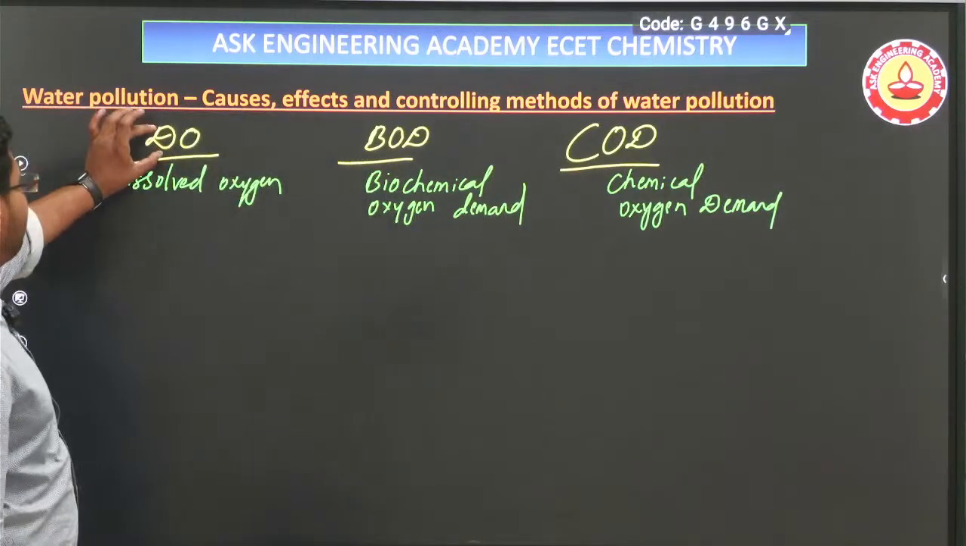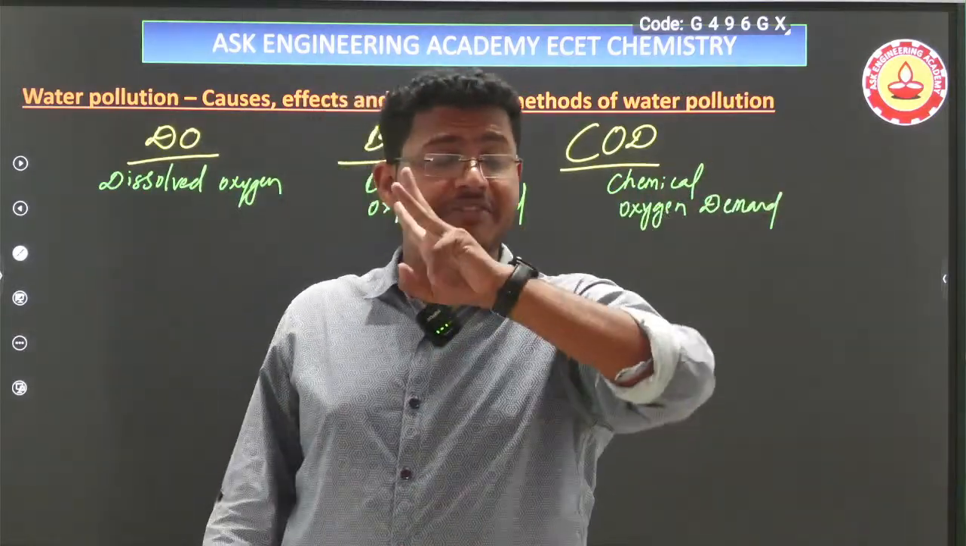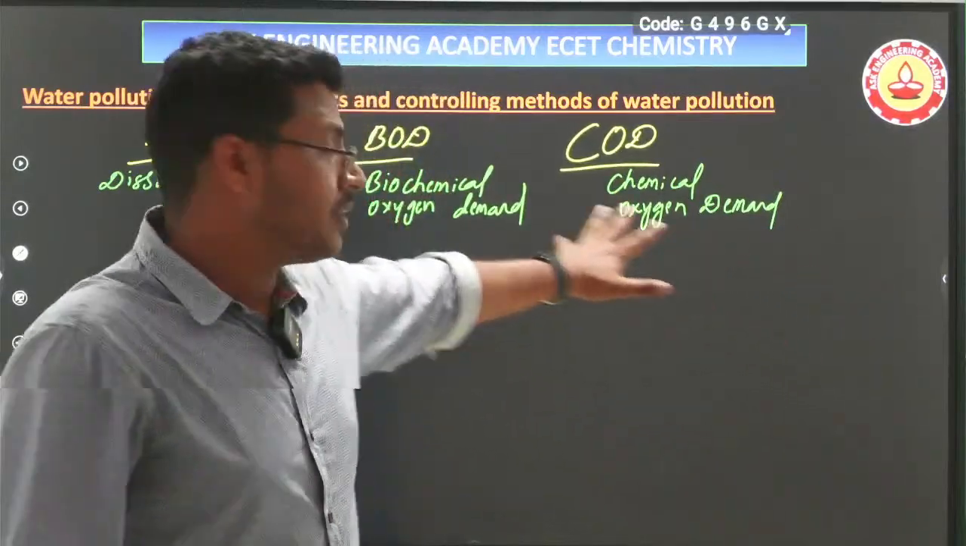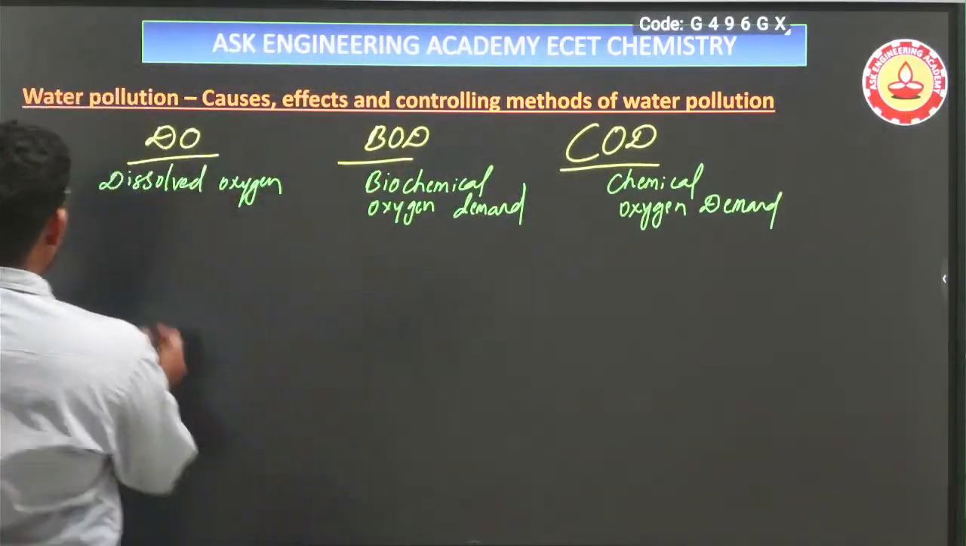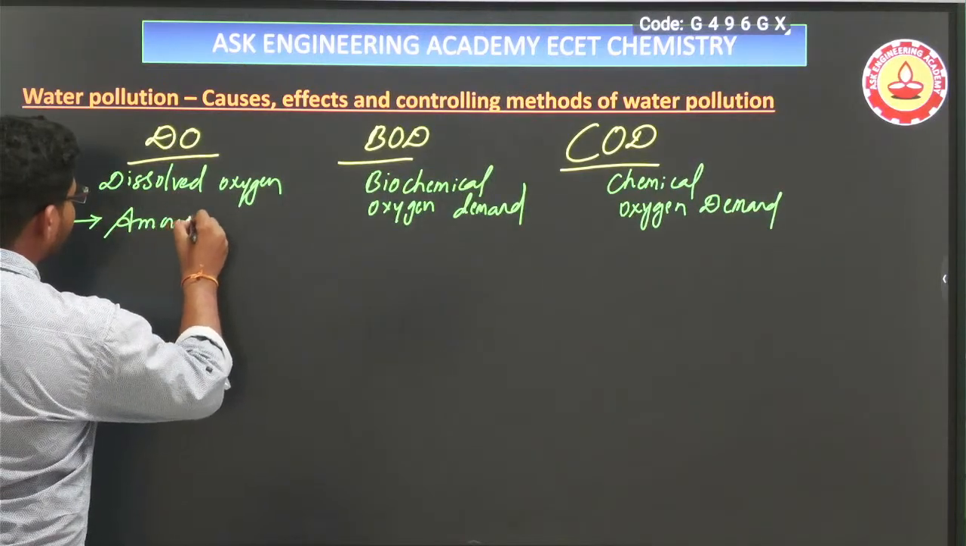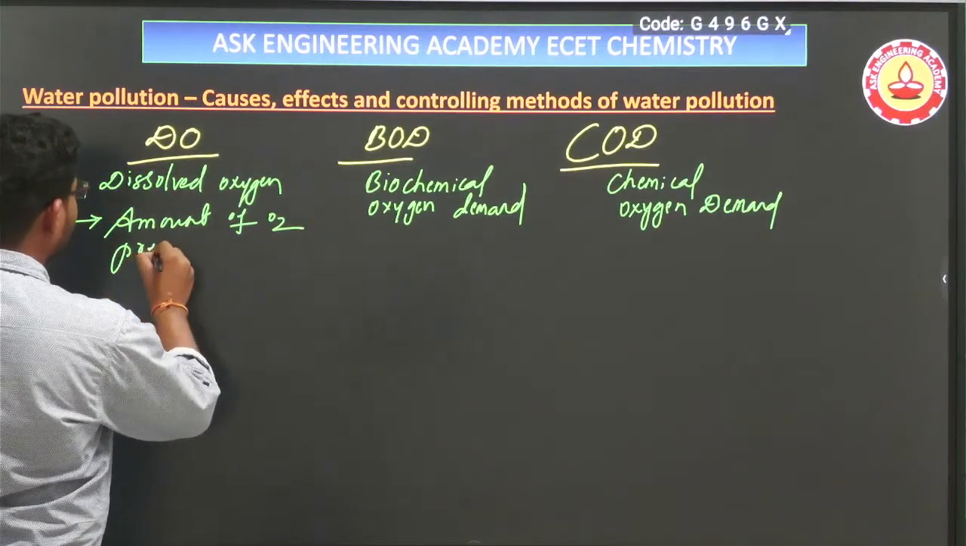So these are the three important terms you must remember when you are studying about water pollution, because very important. I think majority of the questions from this topic comes from this. Dissolved oxygen in the sense amount of oxygen that dissolves in the water, amount of oxygen present in the water.